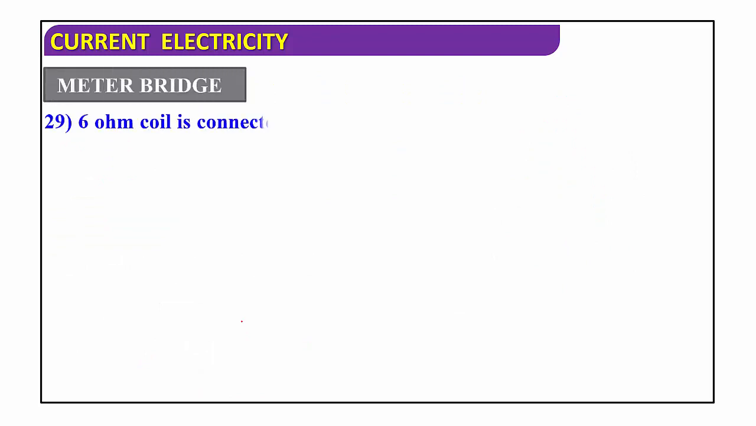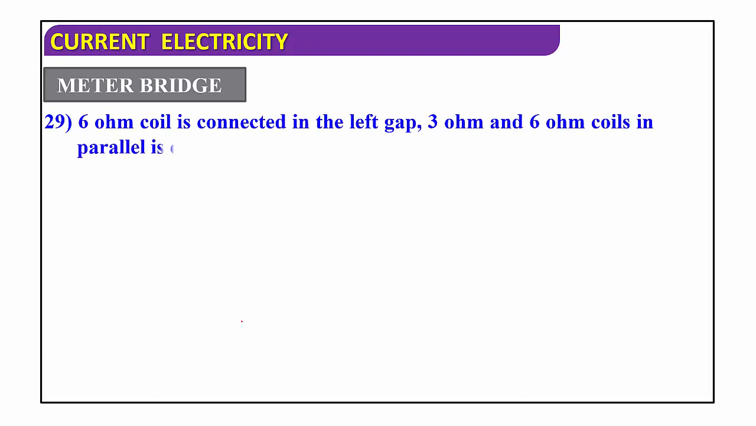Now the question is based on the meter bridge. You have done the experiment on the meter bridge. Using the meter bridge, we determined the unknown resistance of the given wire. Based on that, we have this question. A 6 ohm coil is connected in the left gap. 3 ohm and 6 ohm coils are in parallel and connected in the right gap.